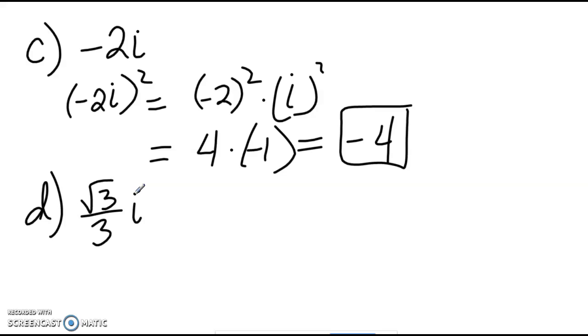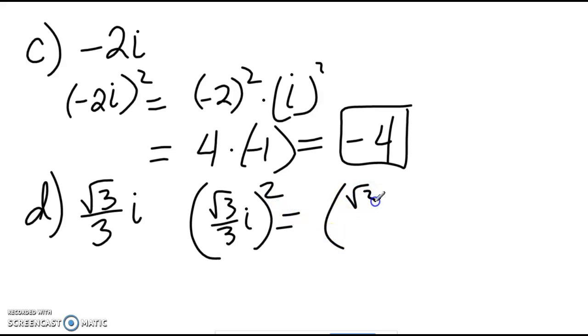Then the last one, maybe the last one, not the last one. This one, we are going to square the whole thing. So radical 3 over 3i squared. We're going to break that down into the fraction that we're squaring, and then the imaginary number, we're just going to write it as i squared because we know that's what we're doing, right? We're squaring i to get i squared.